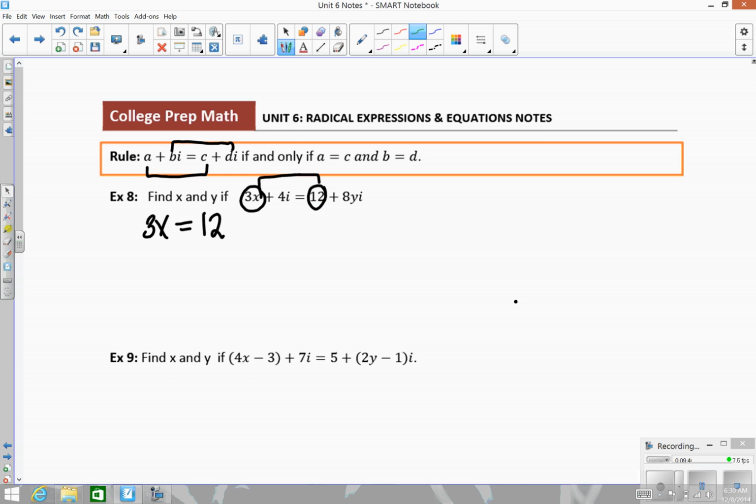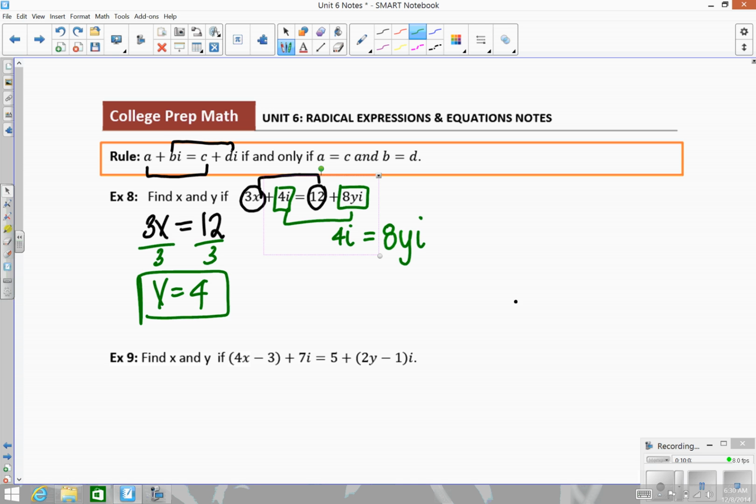And this part and this part have to be equal. So 4i has to equal 8yi. So then what we can do is just solve these. So for this one over here, divide everything by 3. So x equals 4. And then on this side, I don't really need these i's anymore. So I'm just going to rewrite this as 4 equals 8y, just because you have an i on each side, so they really cancel. So then divide everything by 8, so we get 1/2 equals y. So that's it for that.